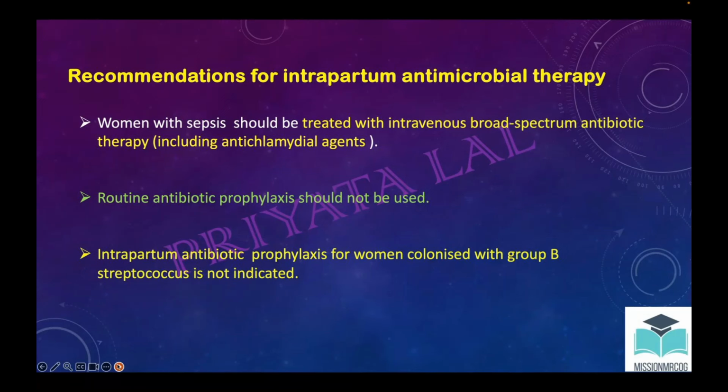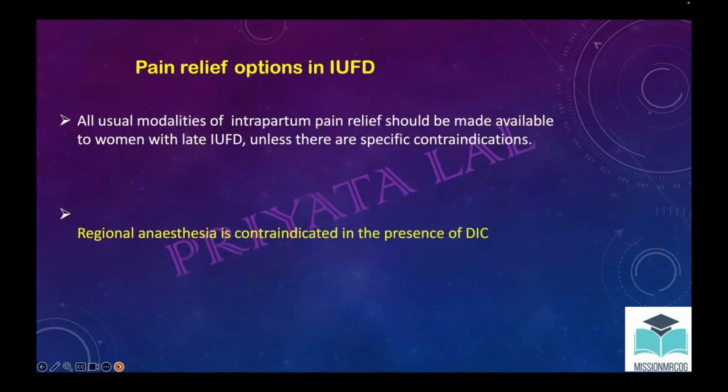Now, what are the pain relief options? During IUFD, all pain relief options are possible. But if the patient has features of DIC, regional anesthesia is contraindicated. You already know why, because if they prick a needle and there is a platelet problem, there could be hematoma or other complications. So this part also you have to remember.